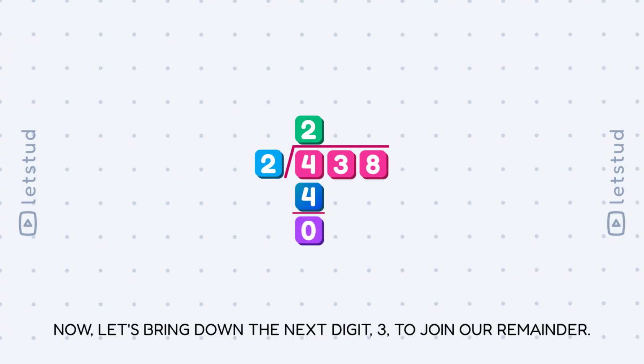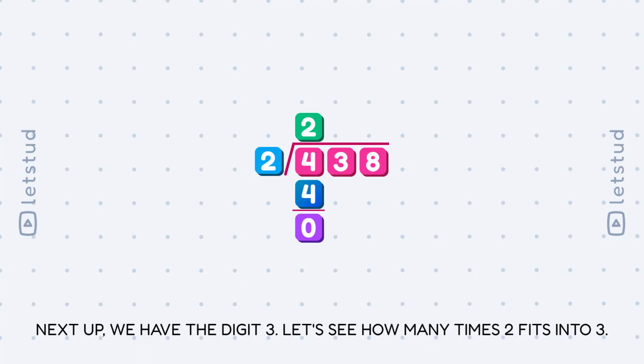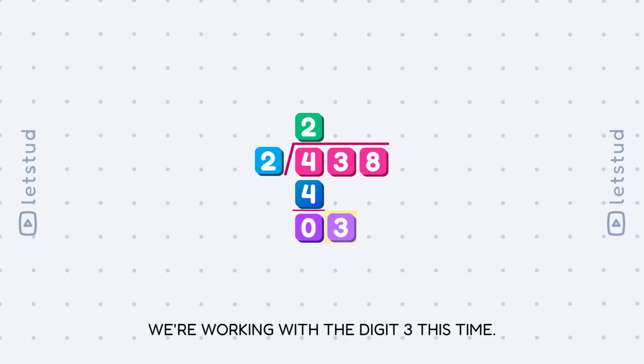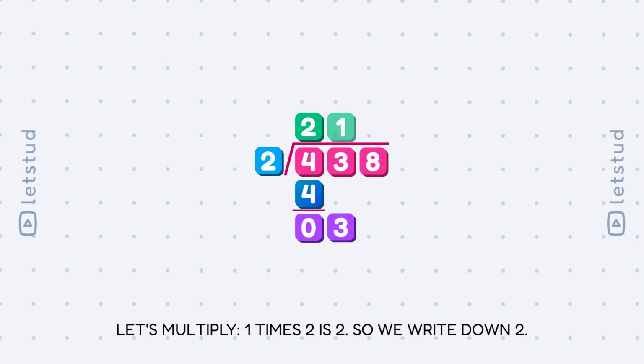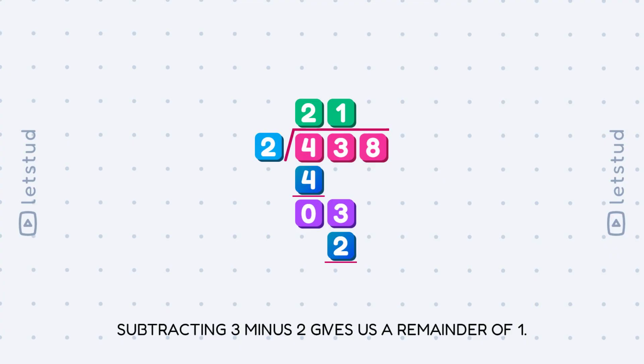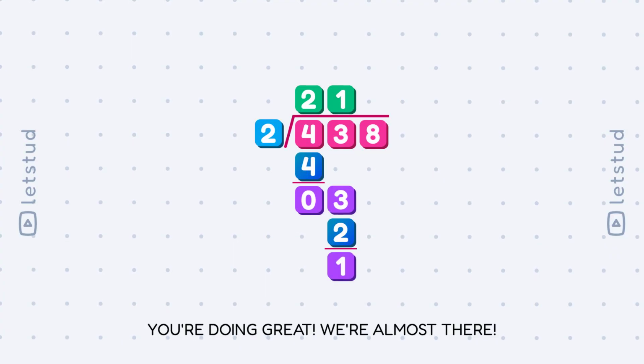Now let's bring down the next digit, 3, to join our remainder. Next up, we have the digit 3. Let's see how many times 2 fits into 3. 2 fits into 3 just one time. Let's multiply: 1 times 2 is 2, so we write down 2. Subtracting 3 minus 2 gives us a remainder of 1. You're doing great, we're almost there.